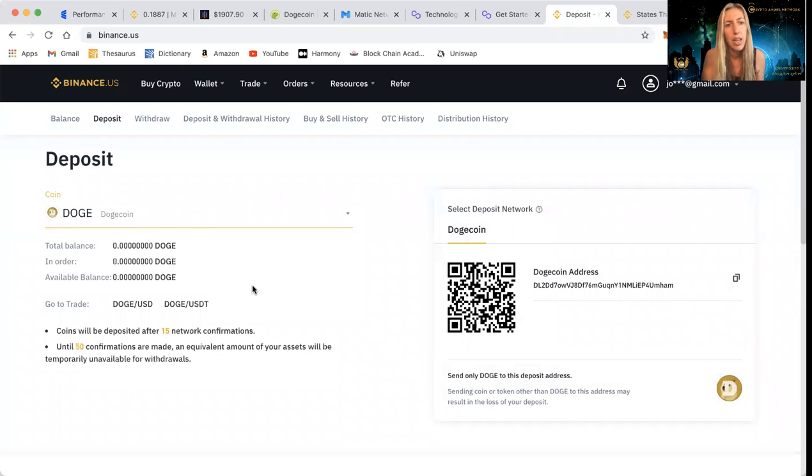Go to trade. Coins will be deposited after 15 network confirmations. Until 50 confirmations are made, an equivalent amount of your asset will be temporarily unavailable for withdrawals. So I think what's important here in going through this process is that when they're saying a certain amount of confirmations, that's where you have consensus from the network, right?